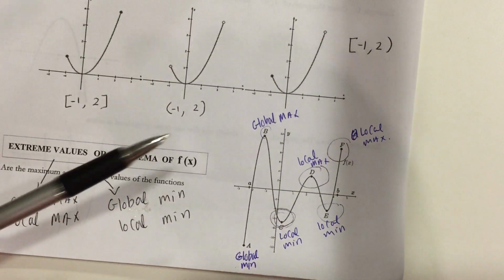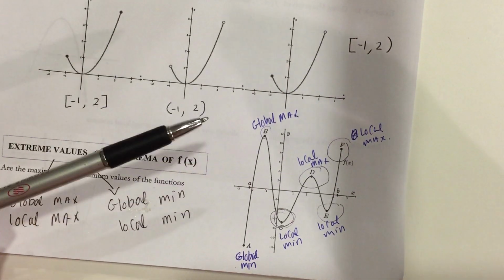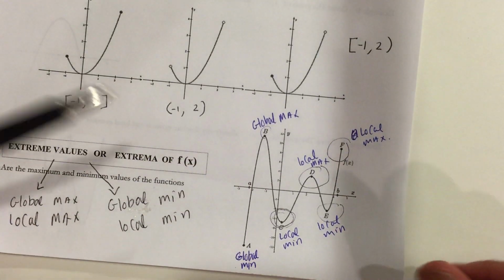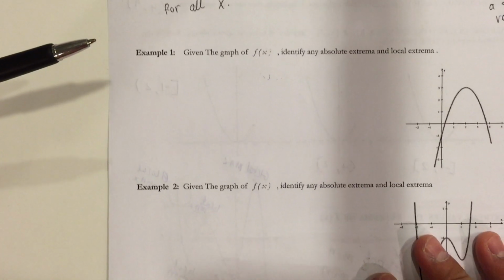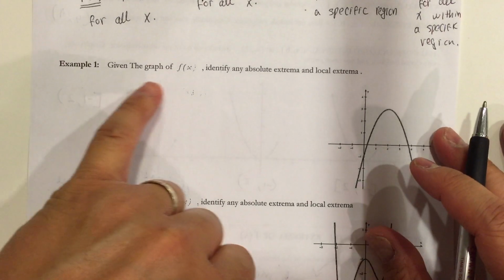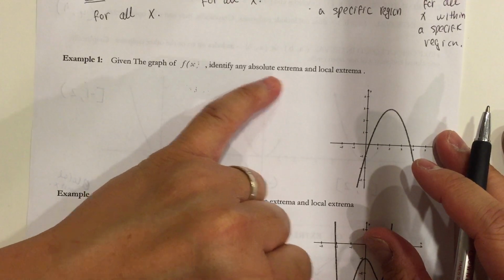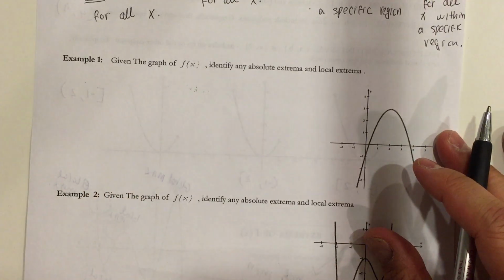All right. And here's the cool thing, guys. The turning point is where the derivative equals 0. And that's how it ties back to derivative. Okay, so let's take a look at the first problem. Given the graph of f, here it is, identify any absolute extreme and local extrema.